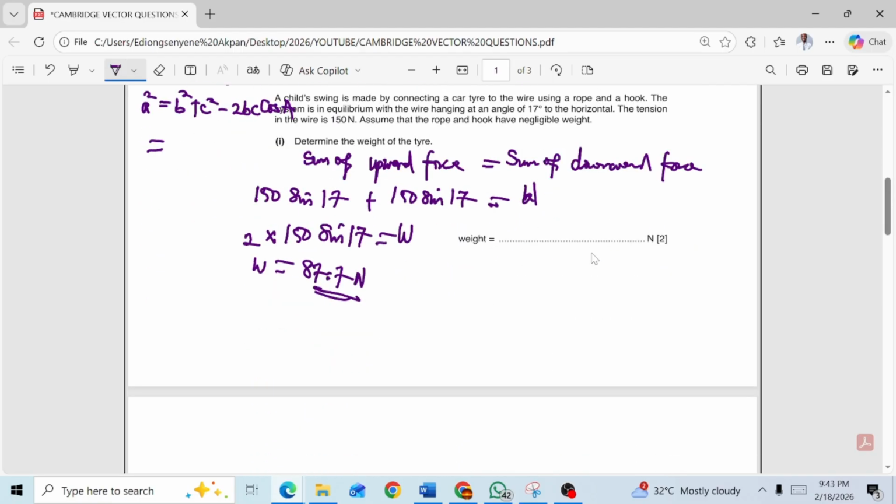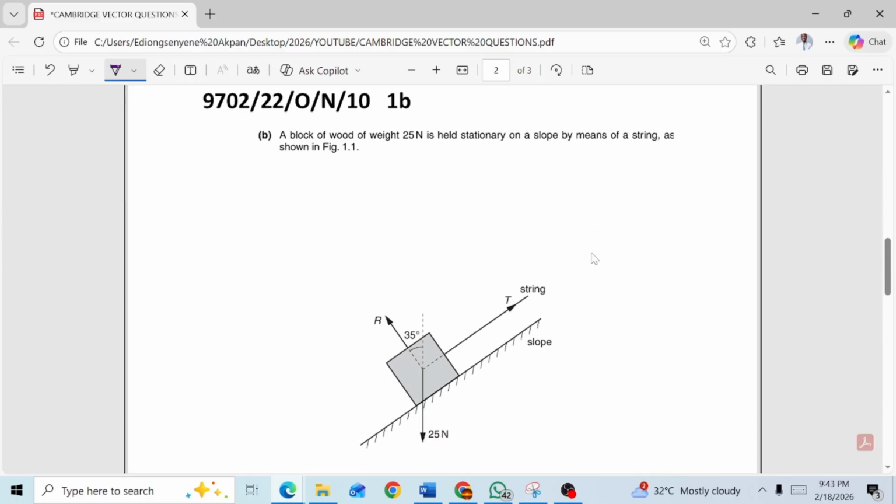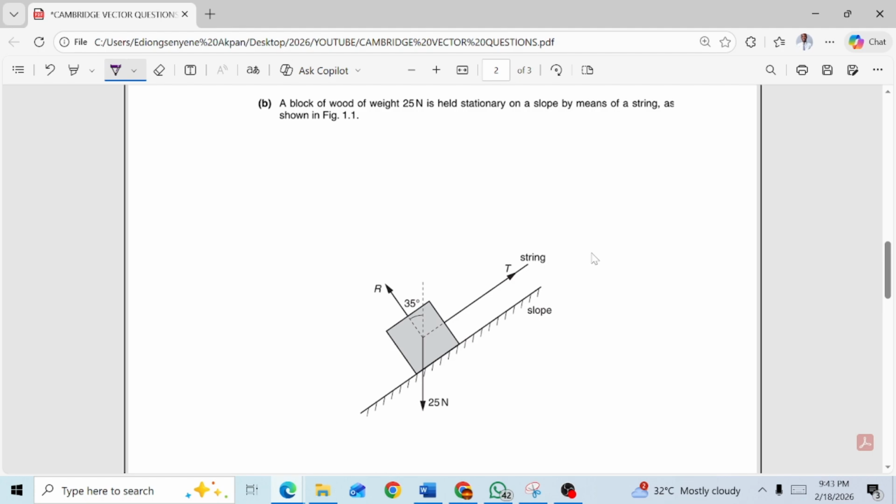Let's look at the second one. I extracted this paper from October-November 2010, paper 2. This question happened to be pretty technical. If you are not very careful, you will definitely miss it. Before you look at my solution, can you give it a try? A block of wood of weight 25 Newton is held stationary on a slope by means of a string as shown in figure 1.1.